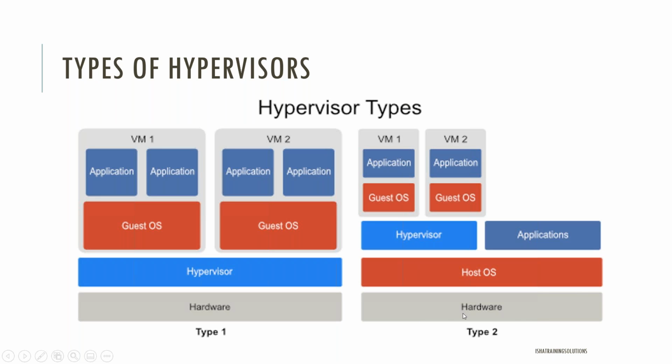The problem with type 2 is, let us assume the host OS crashes, or there is any OS problem during an upgrade or something, then all of my virtual machines will go off. So all the cloud providers use this model, type 1.